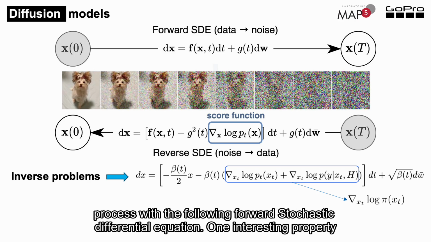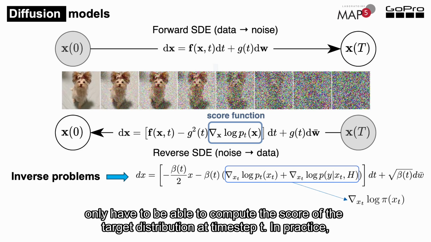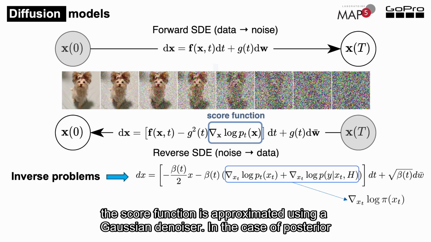One interesting property of that forward SDE is that its reversed version is explicit. To compute the reversed SDE, you only have to be able to compute the score of the target distribution at time step t. In practice, the score function is approximated using a gradient Gaussian denoiser.